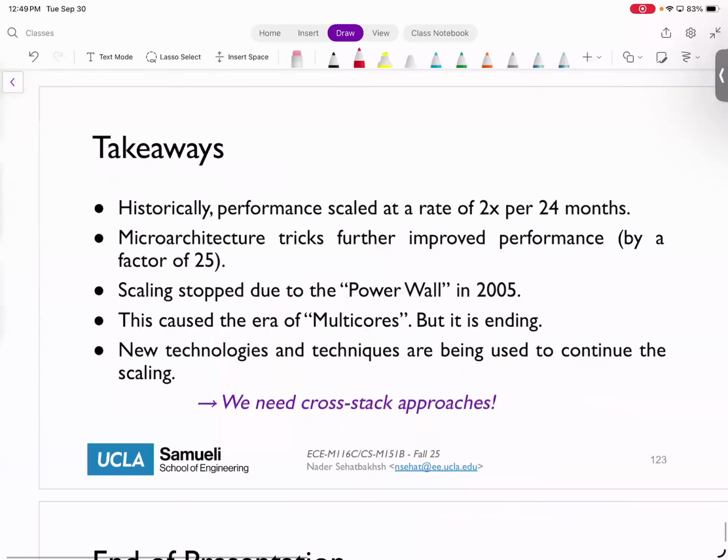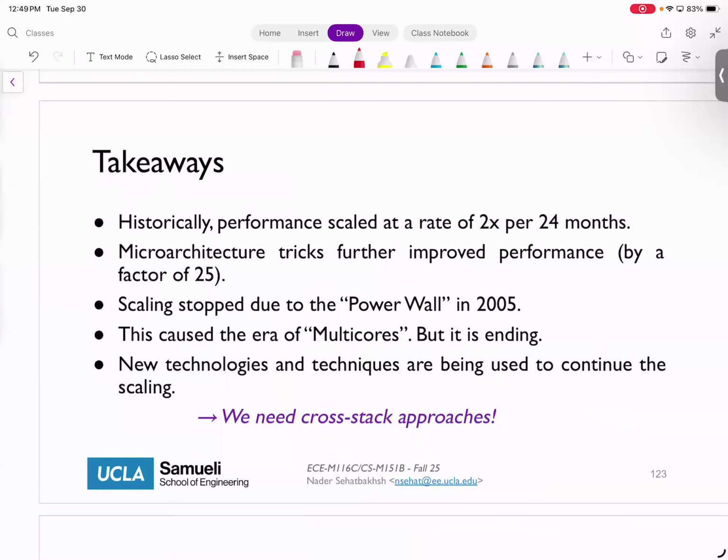So the takeaway from this historical lecture is that we managed to do a lot of great things and innovations in order to make computers faster. We sustained the 2x per 24 months Moore's law prediction, and we are continuing to do that to some extent with various tricks, such as adding multi-core and other customization, but we still managed to make computers faster.